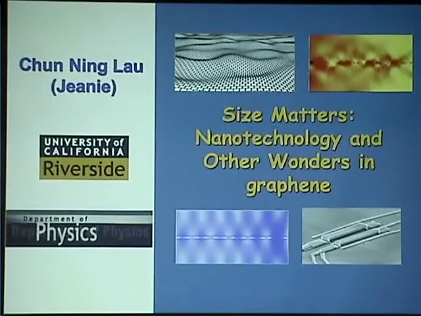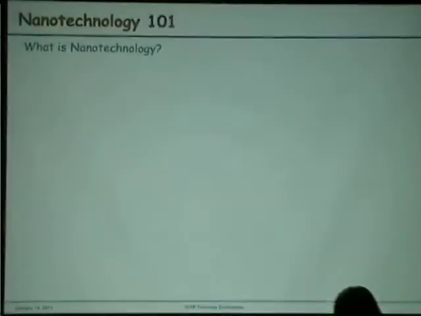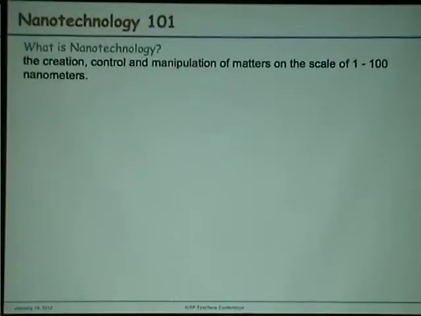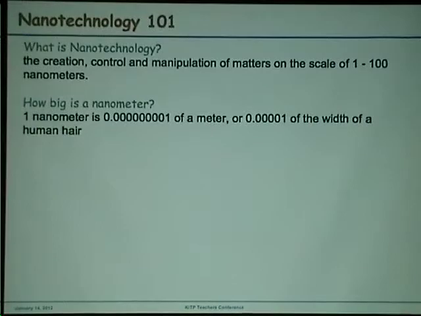So I'm just going to talk a little bit in general about nanotechnology, and in particular graphene. Okay, so nanotechnology 101, what is nanotechnology? I'm sure I don't have to tell this crowd. It's just the creation, control, and manipulation of matter on the scale of 1 to 100 nanometers. How big is a nanometer? A nanometer is one billionth of a meter, about one 100,000th of the width of a human hair. And you'll say, okay, that all sounds really small, but I still don't know how small it is.